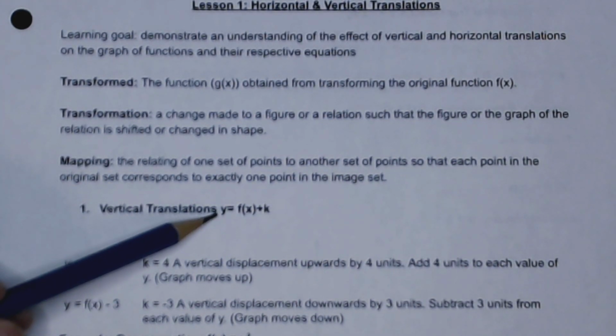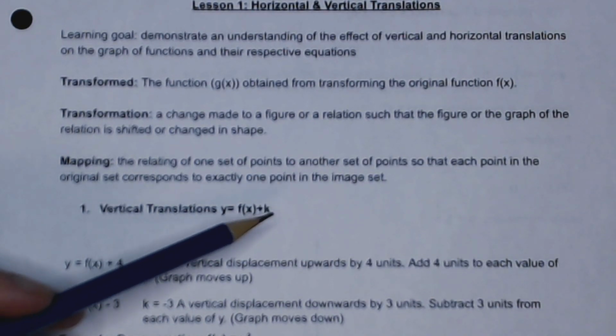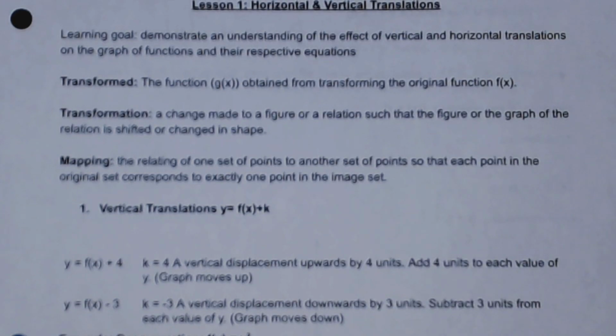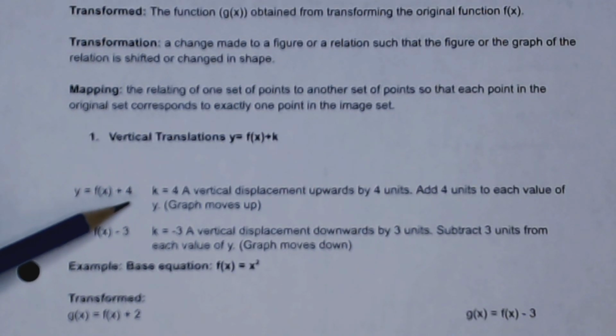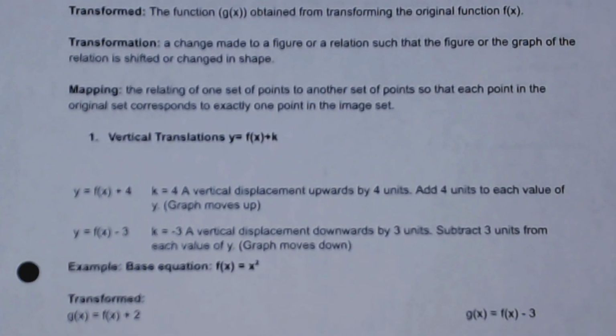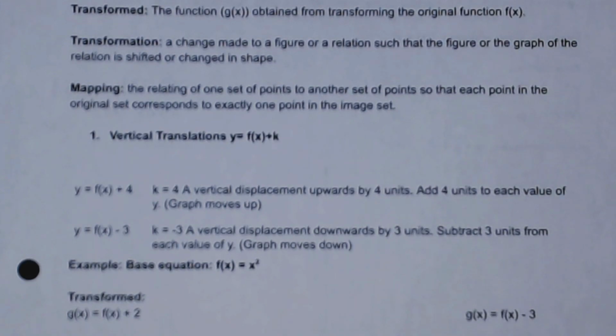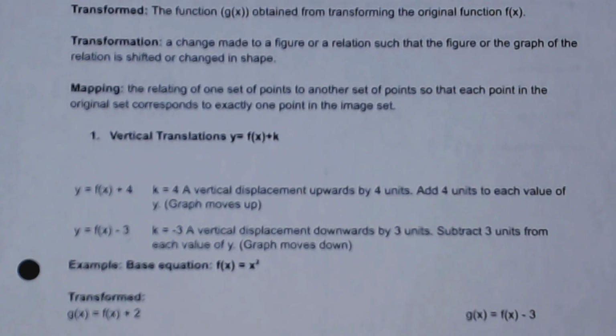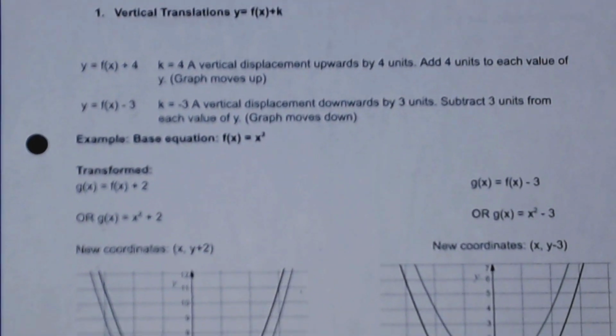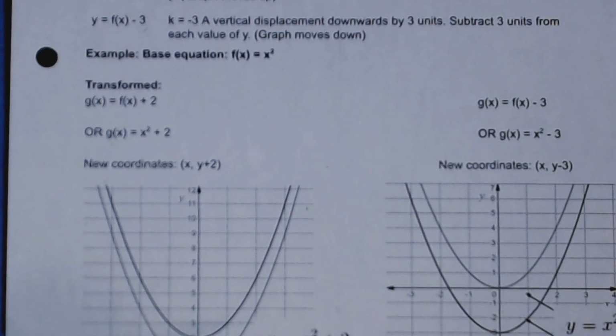So the first type of change that we can have is a vertical translation. They're typically done in this format: y is equal to f of x plus k, where k is the vertical change. So, for example, if we have y is equal to f of x plus 4, where k equals 4, this is a vertical displacement upwards by 4 units. So we would just add 4 units to each value of y and the graph moves up. Comparatively, we have this function y is equal to f of x minus 3, where our k value is equal to negative 3. This is a vertical displacement downwards by 3 units. So we just subtract 3 units from each value of y. The graph moves down.